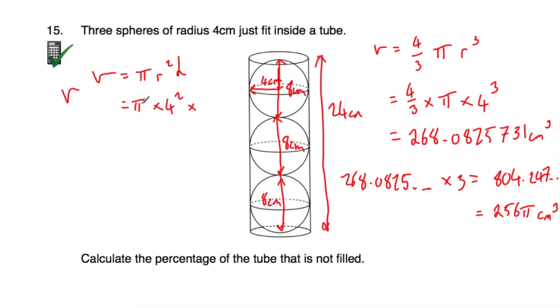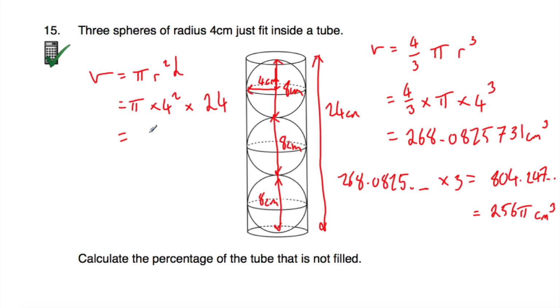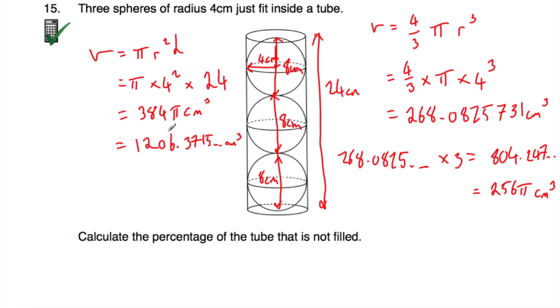So that means we're going to do pi multiplied by 4 squared multiplied by 24. And when we work this out in our calculator, we get that's equal to 384 pi centimetres cubed. So that's the volume of the whole cylinder. Now we could actually write it out in full as 1206.3715 and so on centimetres cubed. Now in terms of this question, I'm going to use the exact value just so I'm not having to write out the whole decimal number.